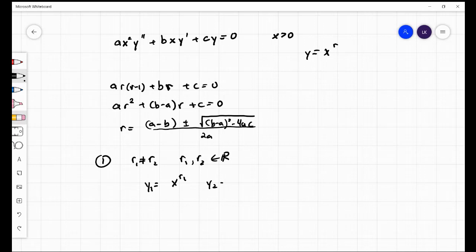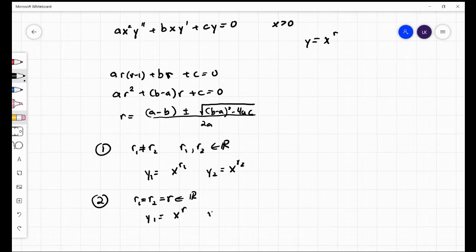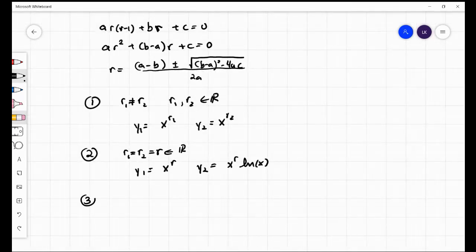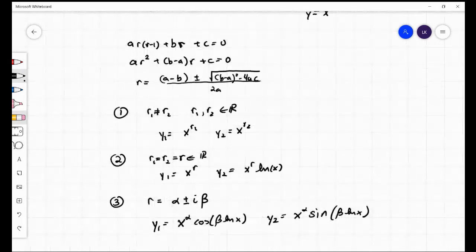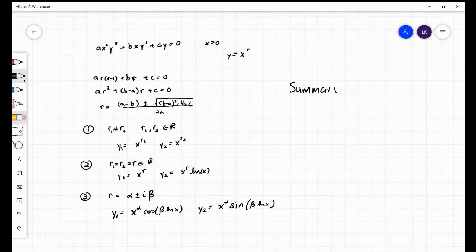with our fundamental solution set. We had a real but repeated root, in which case we get a second independent solution here by multiplying by log x, multiply the x to the r by log x. And finally, we had the roots of our characteristic polynomial being complex conjugate pairs. So that's the summary. It's the formulaic route.